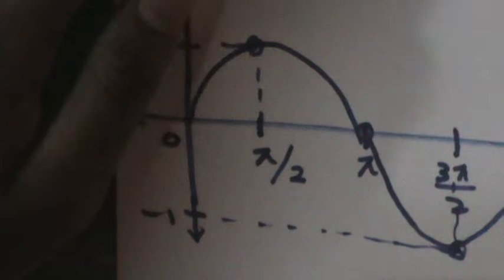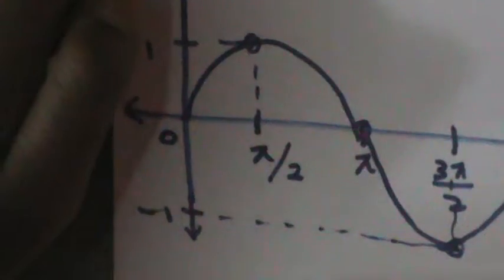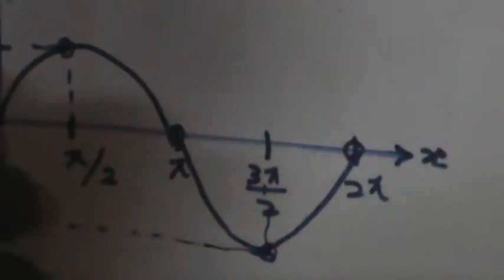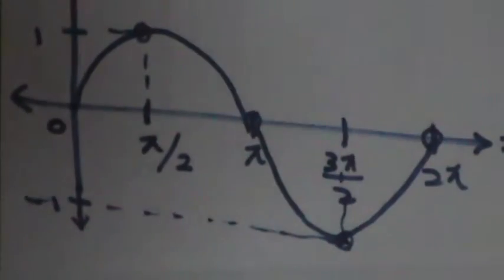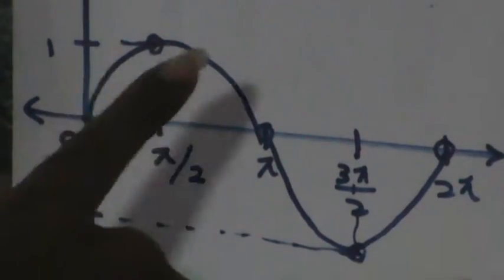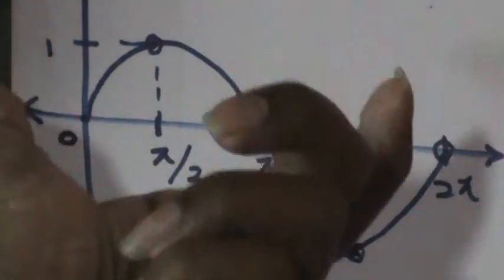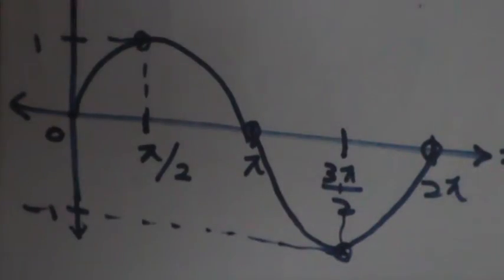The mean base here is the x-axis. From the x-axis we are measuring the amplitude, and the wavelength is this distance between 0 and 2π. That's the wavelength, and this is one cycle. The time taken to cover this wavelength is called the period. This is not the period, this is an angle from 0 to 2π. The distance is actually the distance traveled by this object, not the displacement. Displacement is 0.